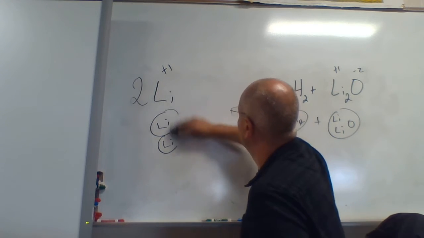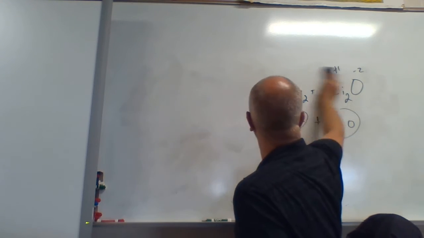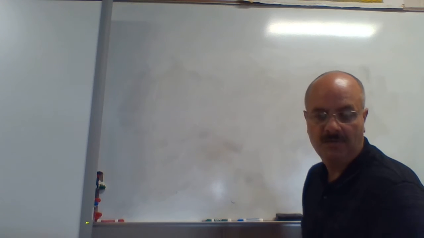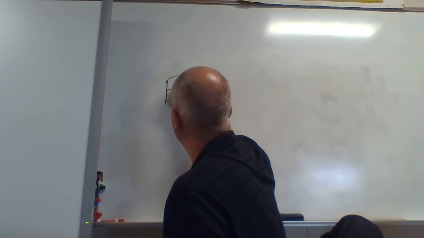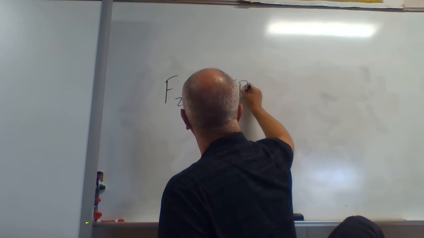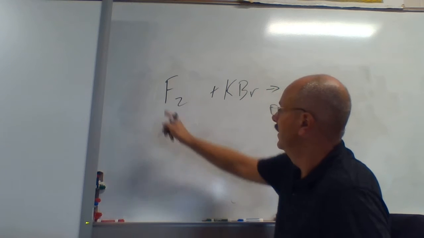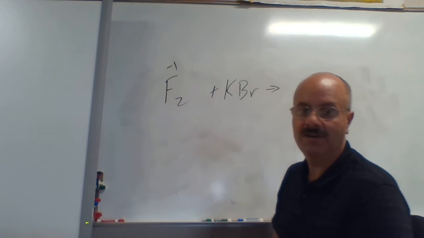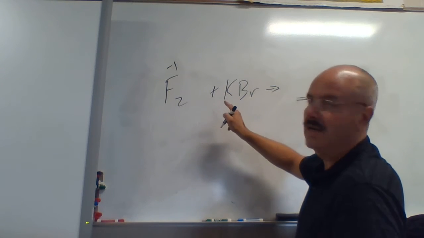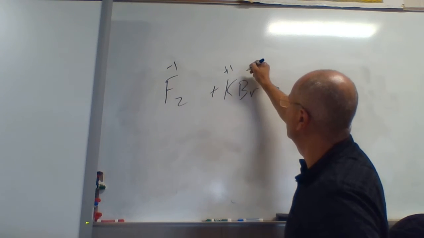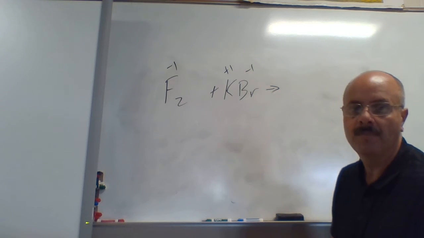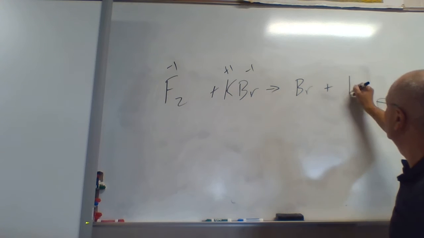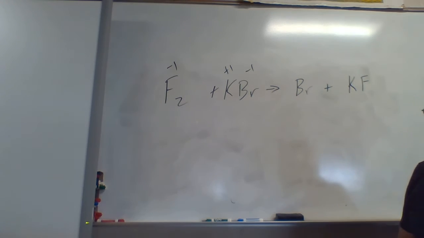All right, next one. Next one's F2 plus KBr. All right, F, if he's all by himself, what charge would he have? He would be a -1 if he had a charge. So he's going to kick off the negative piece of these two. So this guy is +1, Br is -1. So he's going to kick off the Br. So Br is going to be all by himself, plus we're going to get K and F put together.